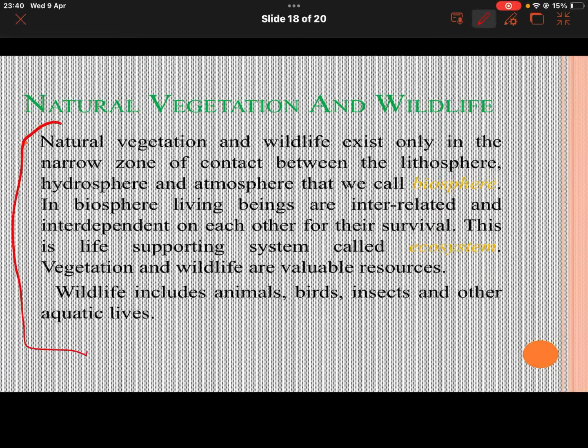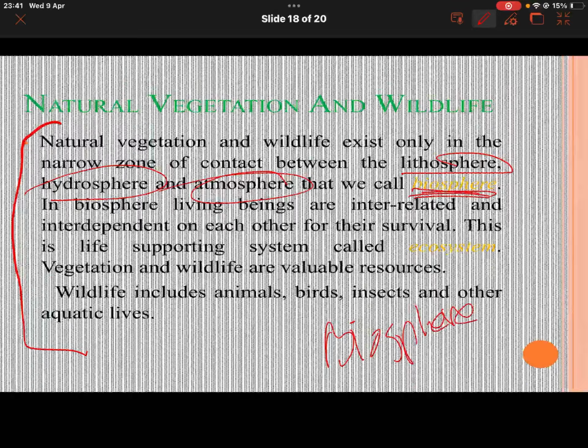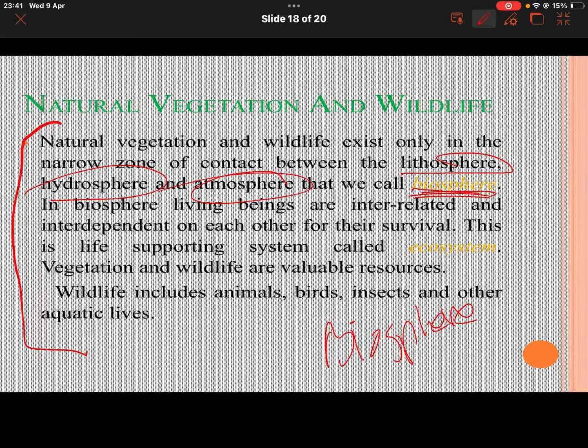Now, what about natural vegetation and wildlife? Natural vegetation and wildlife only exist in the narrow zone between the lithosphere, the hydrosphere and the atmosphere, which we call the biosphere. This word is biosphere. The biosphere is where all human beings live and are interrelated. We'll learn more about this in the chapter Conservation of Plants and Animals in Biology. But for now, the supporting system where we are interdependent on each other for survival is known as the ecosystem.